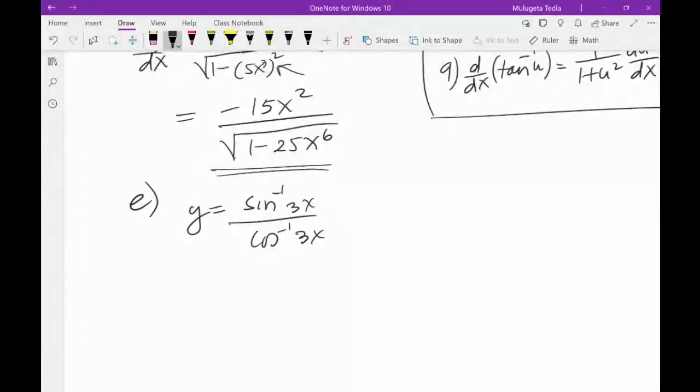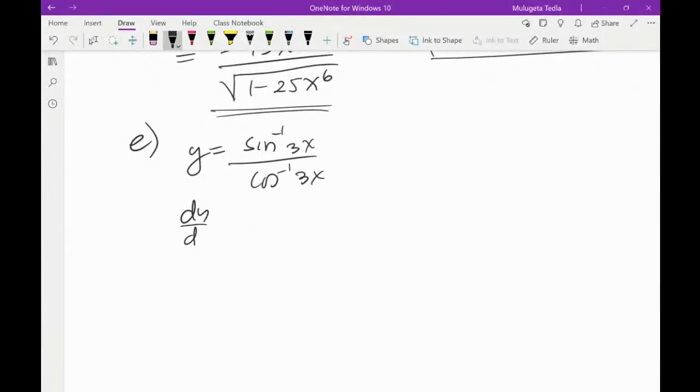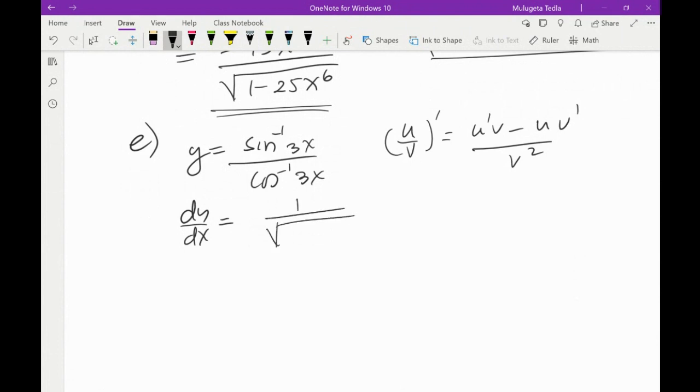All right. So dy by dx is the quotient rule, u over v: u prime v minus u v prime over v squared. So the derivative of sine inverse, as you know, is 1 over the square root of 1 minus 9x squared times the derivative of 3x, which is 3. That is the derivative of u. What's v? Times cos inverse of 3x minus u, which is sine inverse 3x.